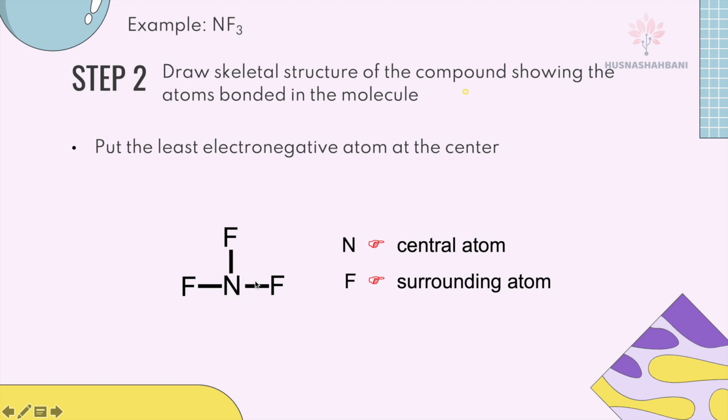The atom that needs to be at the center is the atom that has least electronegativity. So N, which has least electronegativity, must be at the center. So that's why you put N at the center, bonded to other 3 fluorine atoms as the surrounding atoms. That's how you determine which atom has to be at the center of the compound.